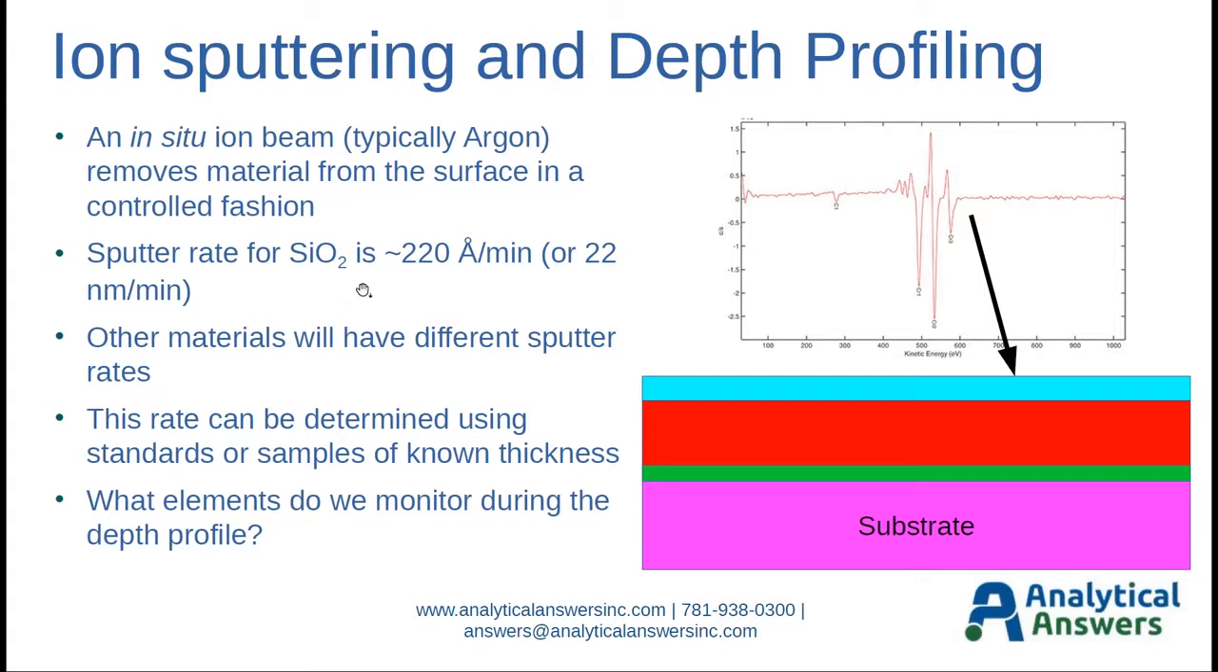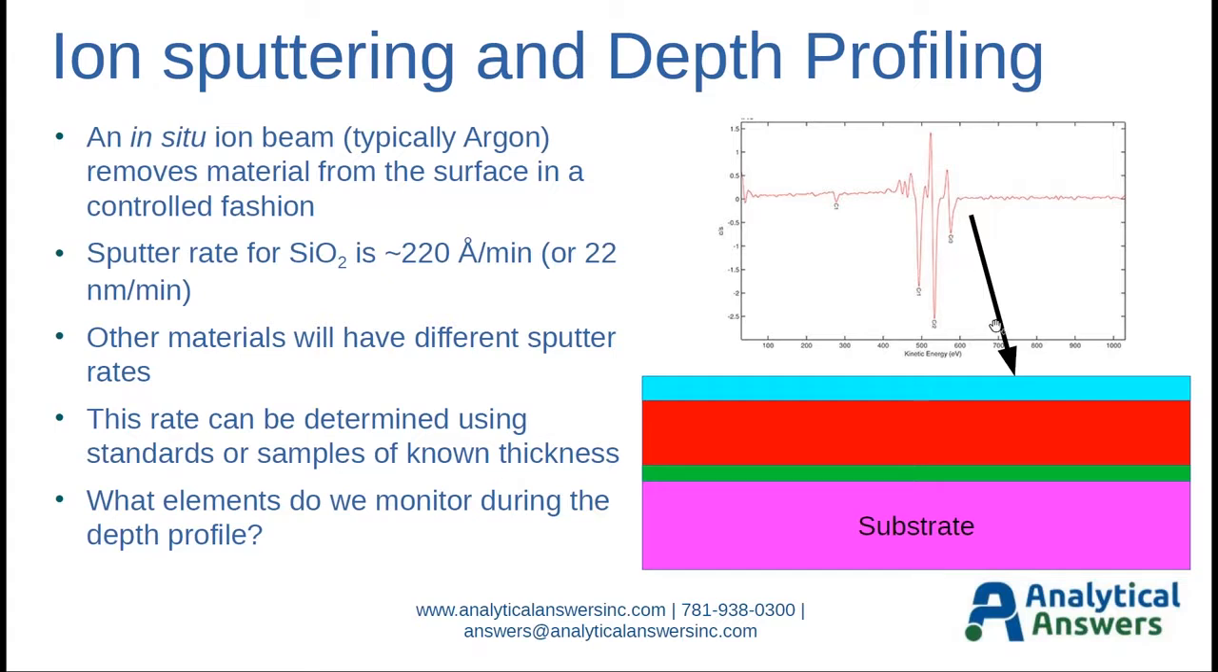And it's a fairly slow process. The sputter rate for silicon dioxide, which is what we calibrate on, is 220 angstroms per minute, or 22 nanometers per minute. And this is actually a good thing that it's slow, because you can take very fine steps as you go through your material. Other materials will have different sputter rates, and we don't often know those, so sometimes we'll run standards of other samples in order to figure out what those unknown sputter rates are so that we can better calibrate client data.